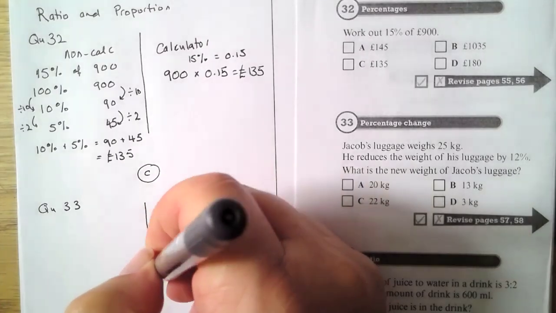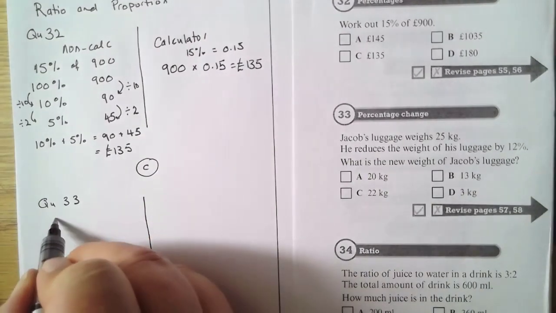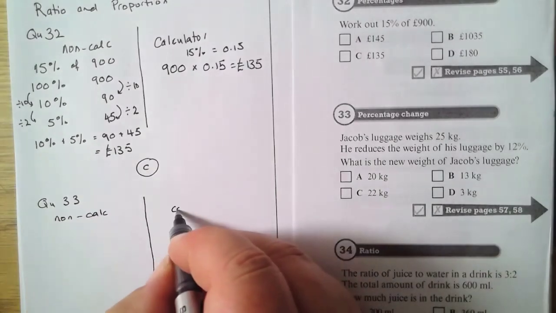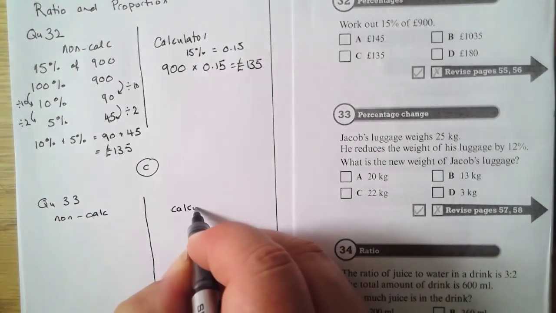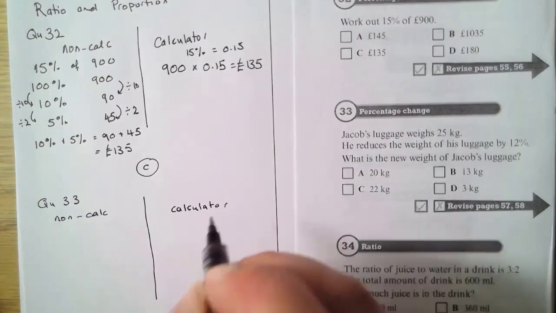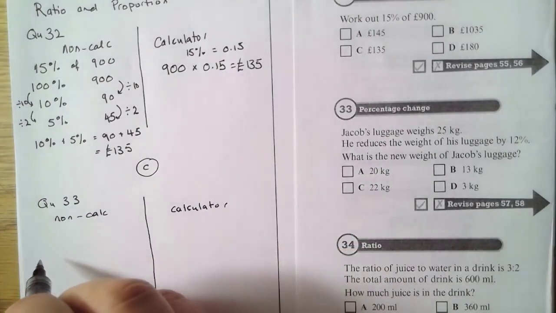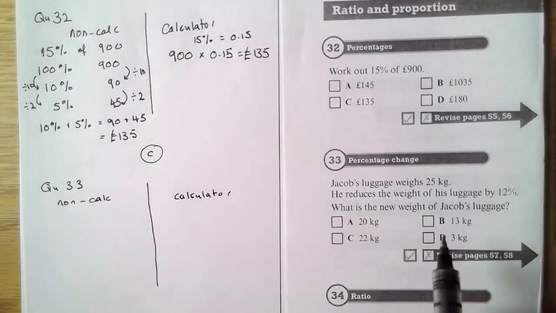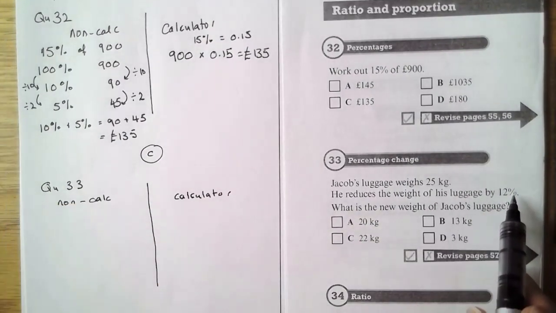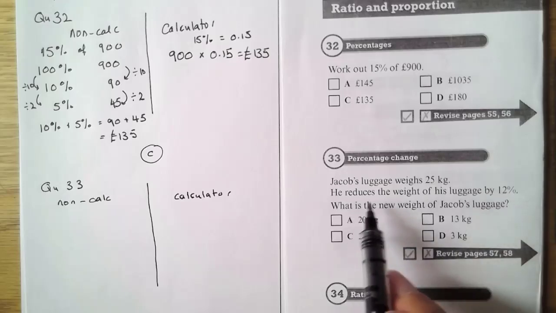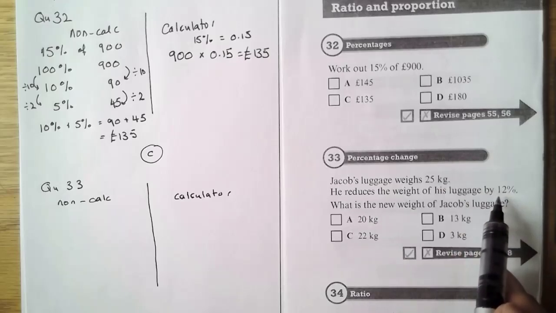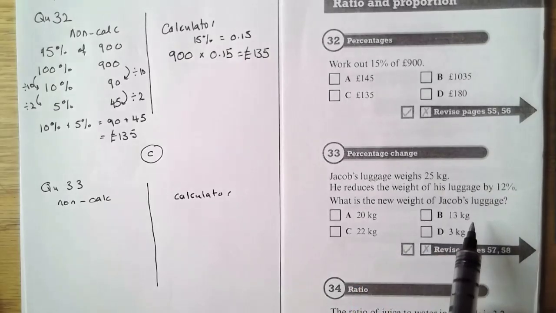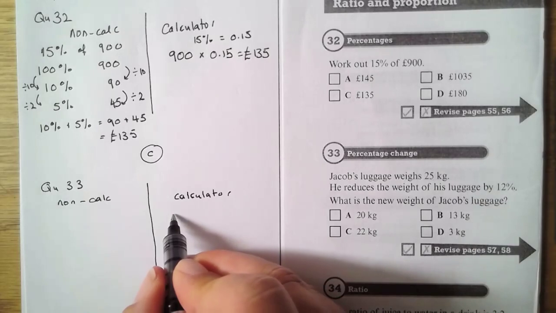Again, I'm going to give you a calculator and a non-calculator. Non-calculator, we're looking at finding 12%, or we're looking at finding 88%, depending on which way round we want to do it. In fact, let me start with the calculator.